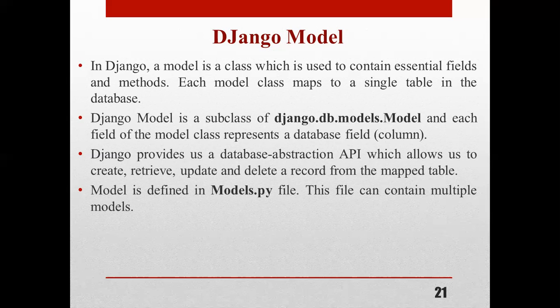Each field of that model class is a database field, that is, a column in the database. Creating a model means we are creating a table in the database. Here Django provides us a database abstraction API, which allows us to create, retrieve, update and delete a record from the mapped table.